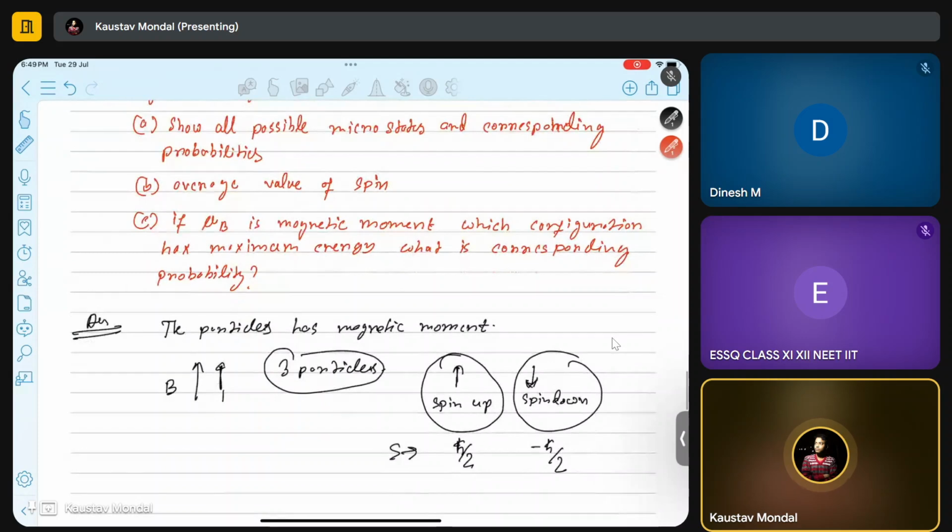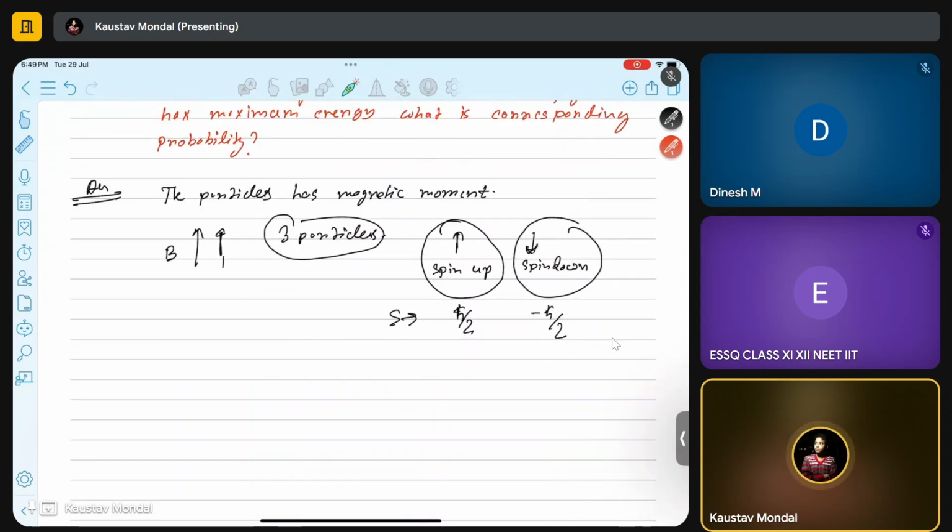This is needed because this problem asks you to find the average value of spin. When the particle is pointing in the upward state, the particle spin is h cut by 2. When the particle is pointing in the down state, its spin value would be minus h cut by 2.